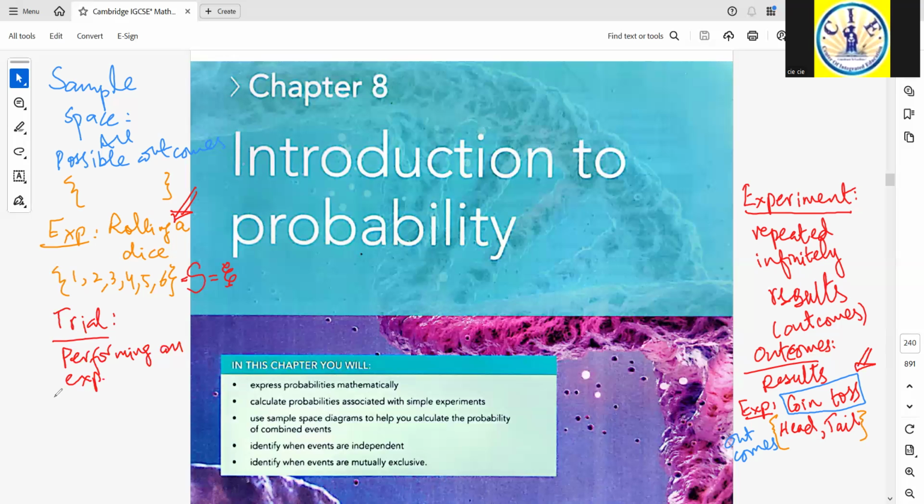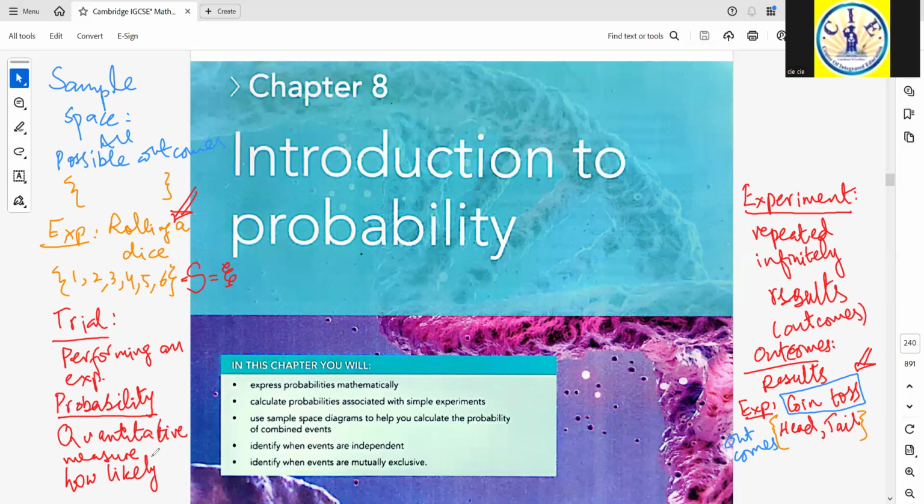Okay, then for the probability, it is actually a quantitative measure of how likely an event is to occur.